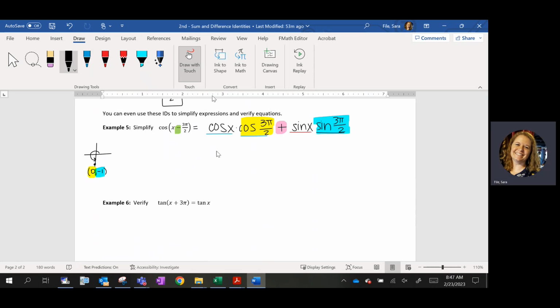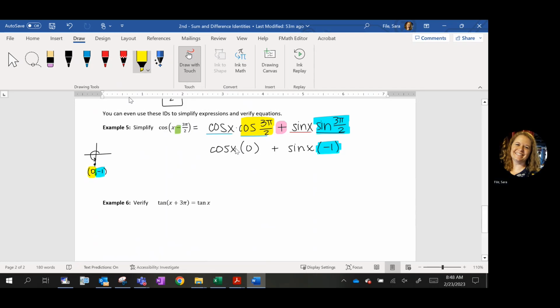I don't know cosine of x and sine of x. I can't do anything with that. It's a variable, an unknown. But that's 0. And that's -1. Well, what happens when you multiply by 0? You get 0. This whole term is just gone, isn't it? Y'all agree? That's 0. I don't even need to write 0.